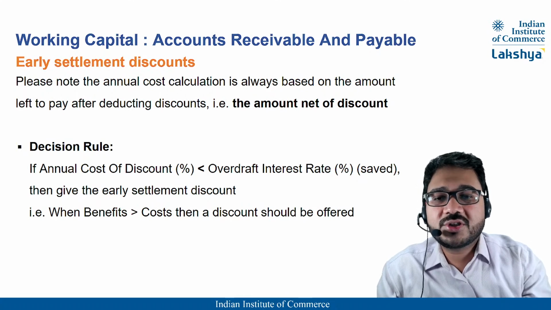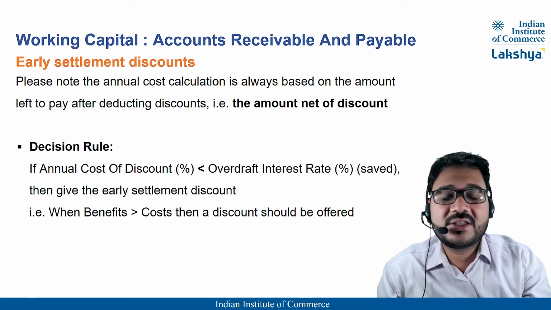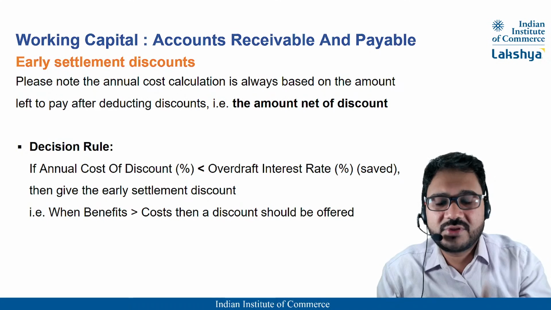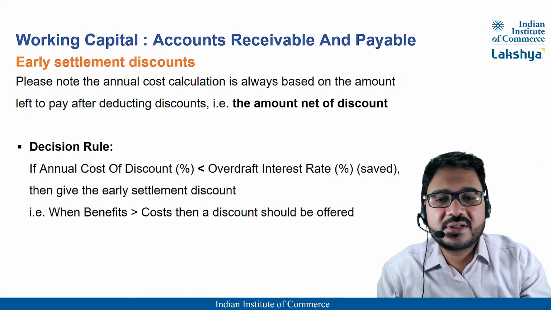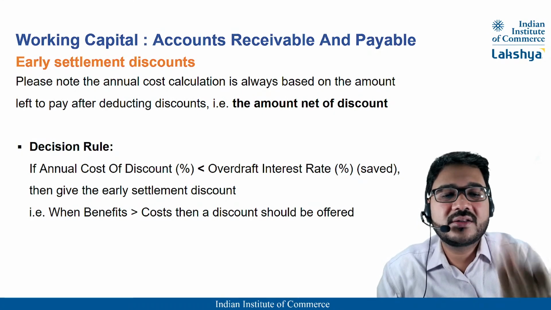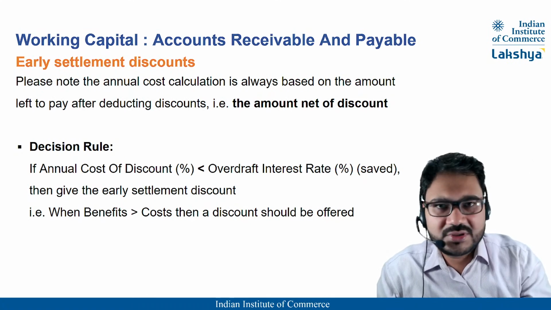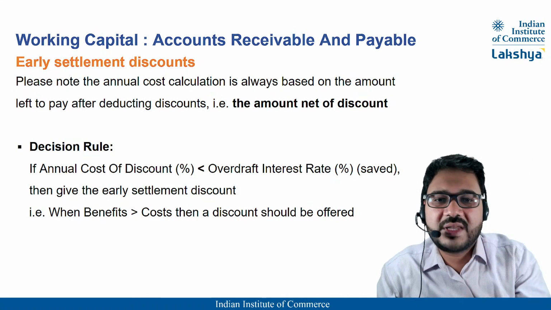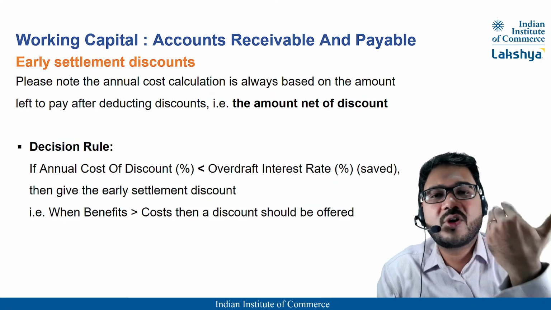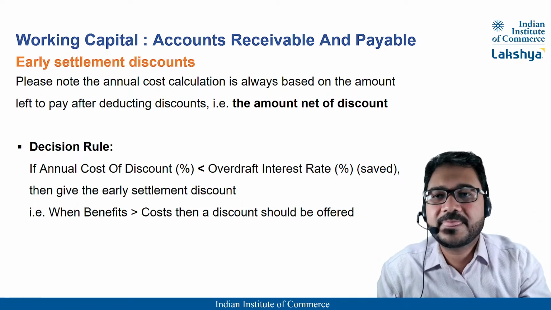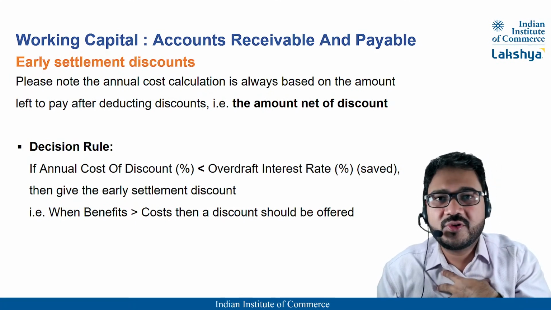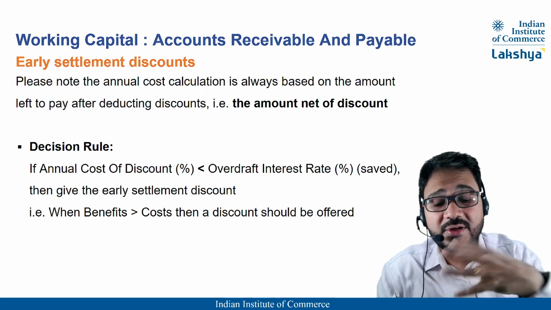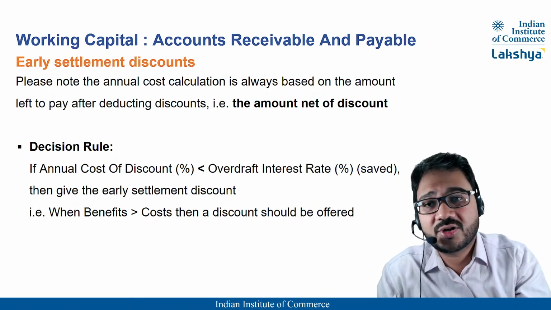So if our annual cost of discount is less than the overdraft interest rate, which is saved, then give the early settlement discount. That is, when benefits are greater than the cost, then the discount should be offered. Obviously, right? If your cost of discount is less than the overdraft, you will offer the discount. Now, remember this, we are thinking from a supplier's point of view. We are thinking from a vendor's point of view. We are considering whether to give discount or not.